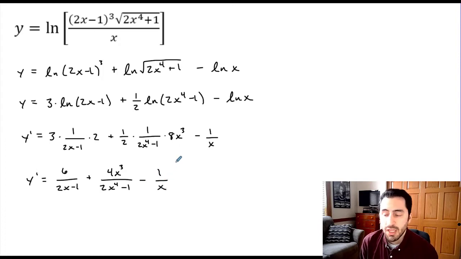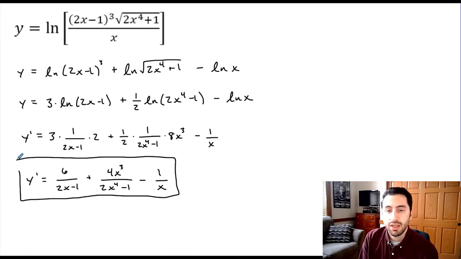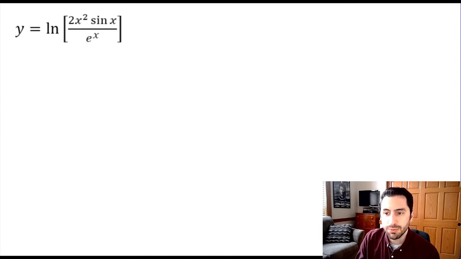So there we go. If we wanted to, we could maybe go a little bit further. We could combine these fractions together. However, our denominators are a little complicated, so I think this looks good for our derivative. So using the properties of logarithms, we're able to expand this equation and then make it easier to find the derivative. Let's go through that process one more time with another example.